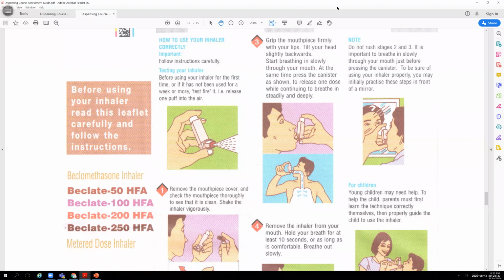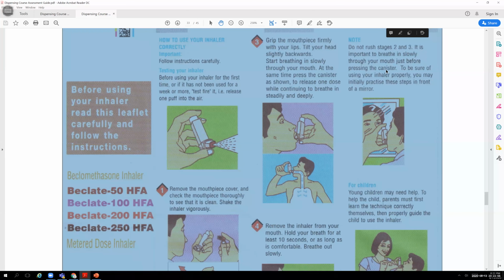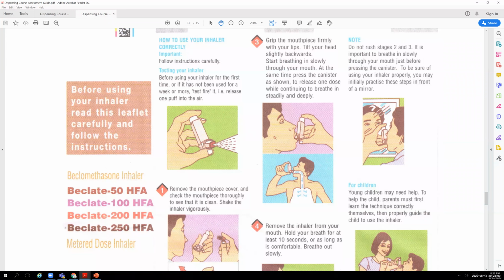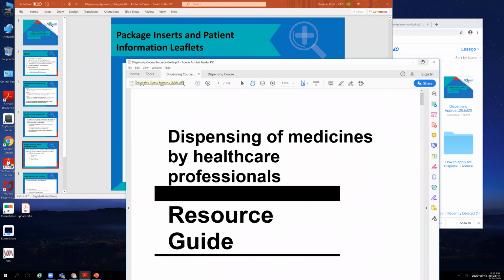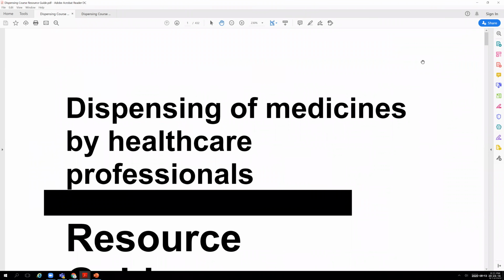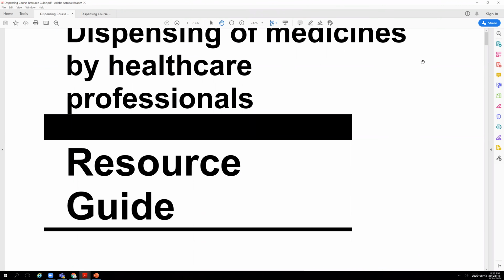So let me see if I can minimize the document. Yes. So let's go now. Okay, I think it's the same document. So now I'm opening our resource guide, right? This is our resource guide.